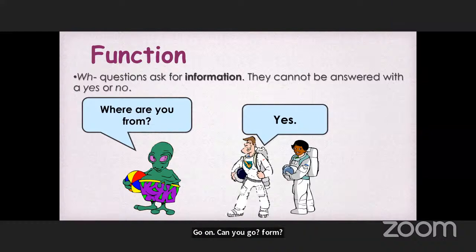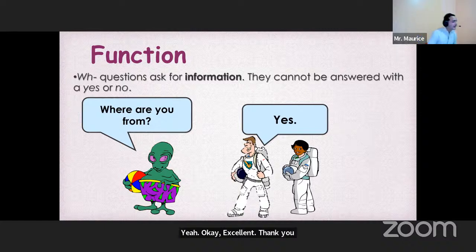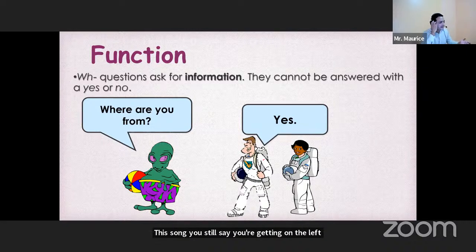Okay, excellent, thank you. Dentro de las funciones de la WH question hay algo que tenemos que tener en claro. Cada vez que nosotros utilicemos una WH question, la respuesta no puede ser sí o no. Si usted formula la pregunta ¿de dónde son? y obtiene una respuesta de sí o no, pues quedan las mismas. Lo mismo puede suceder al contrario. Si alguien le formula una pregunta con where y usted responde sí, pues no tendría sentido.